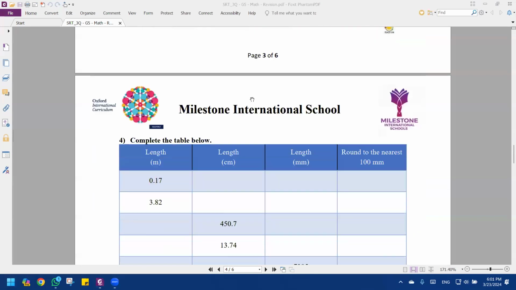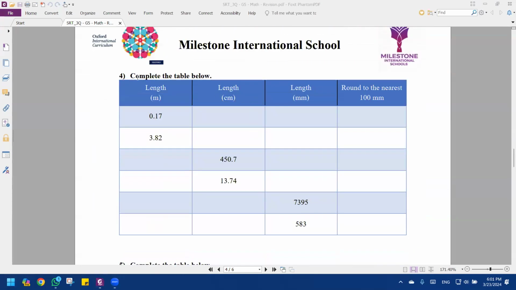Now we have these tables to solve these questions. Here it says, complete the table below. We are using length. We have meter, centimeter, and millimeter. At the end, we have round to the nearest 100 millimeter. So the last column, we will do it at the end. We will talk about it. Now let's do the length from meter, centimeter, millimeter.